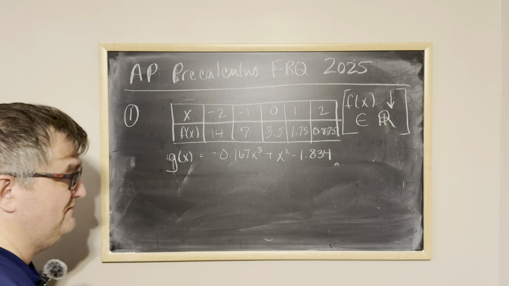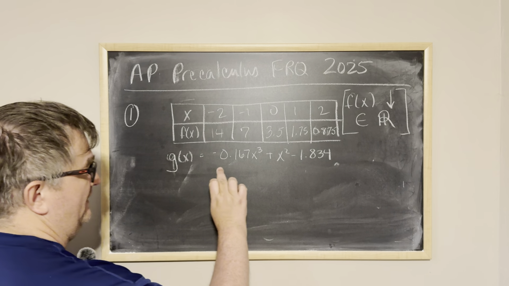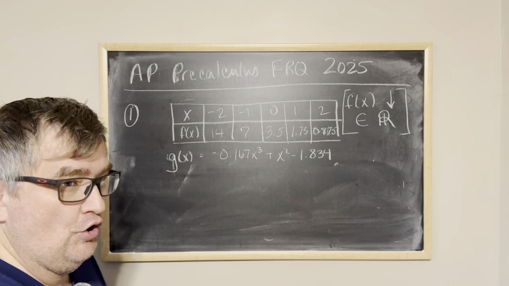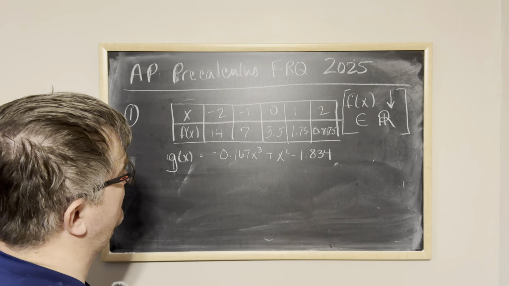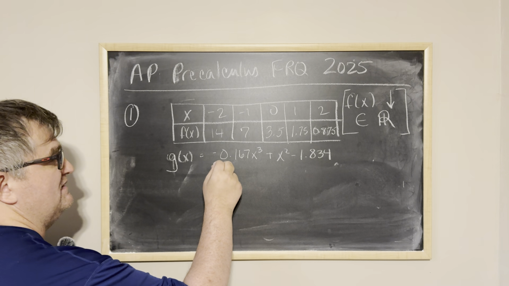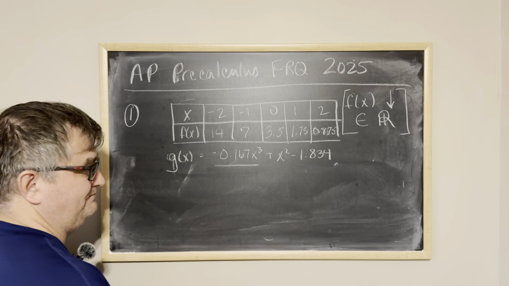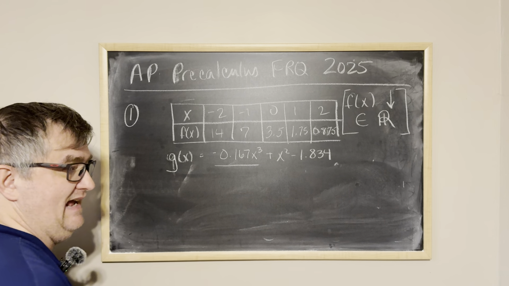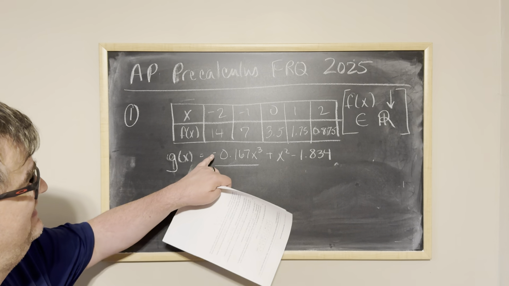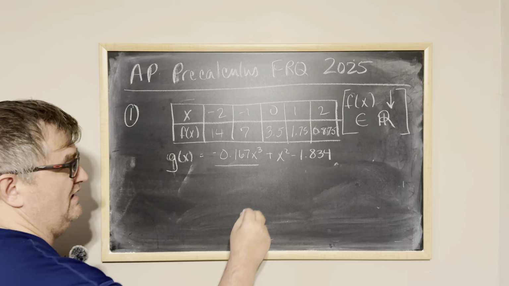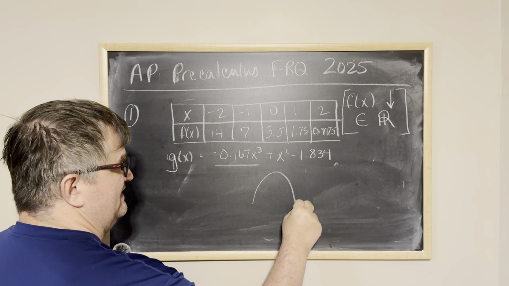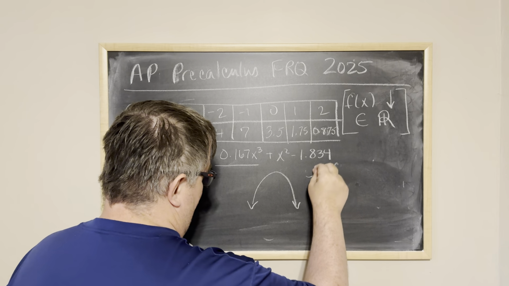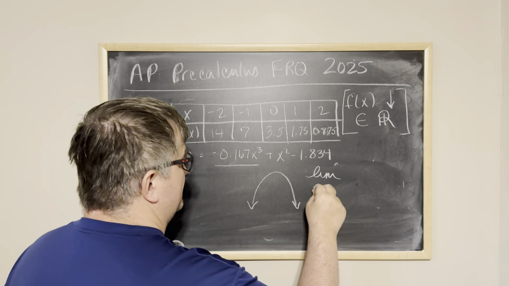So in end behavior, all we have to do here is, as x grows sufficiently large, what happens is this term will be greater than that. And because there's a minus sign, the general curve is going to be this. And therefore, because we're asked to do a limit, we're going to do a limit.